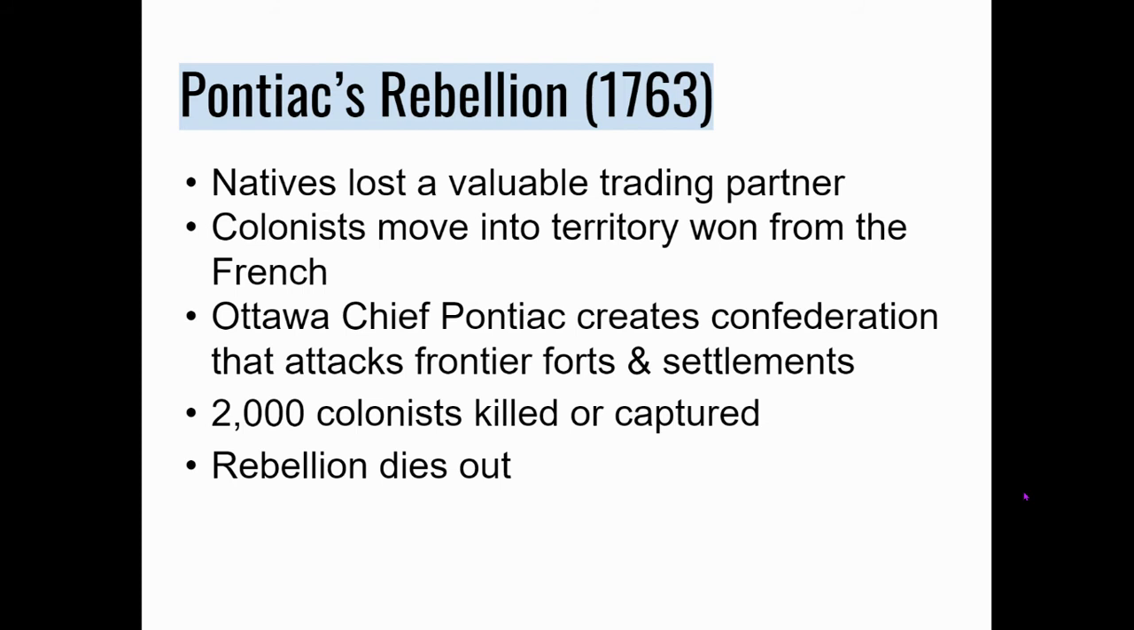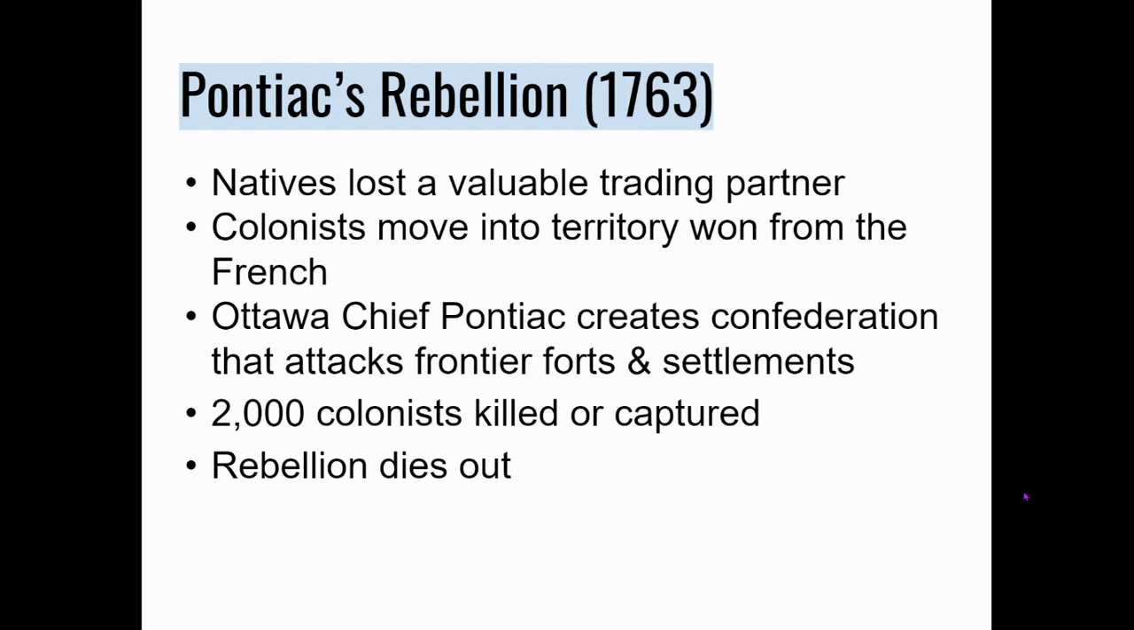This is a really important year to know, is that the natives have just lost a very valuable trading partner because the French had been nicer to them. Basically, they had provided them with tokens and all kinds of things. And so the colonists are not only losing this trading partner, but now the colonists are going to say, hey, the French are gone, let's move into their territory, which is where the natives are going to be. So the chief Pontiac of the Ottawa is going to create a confederation.